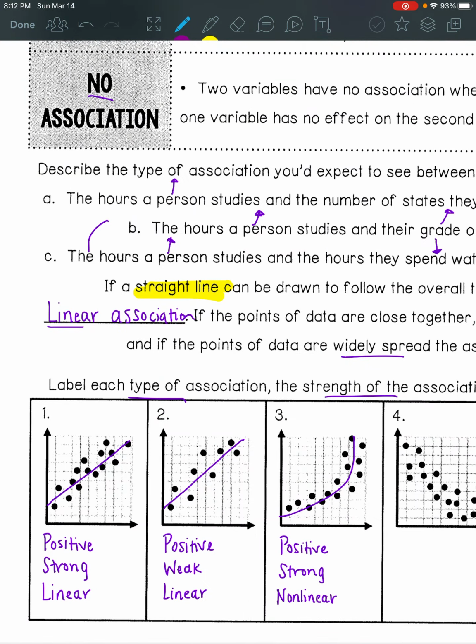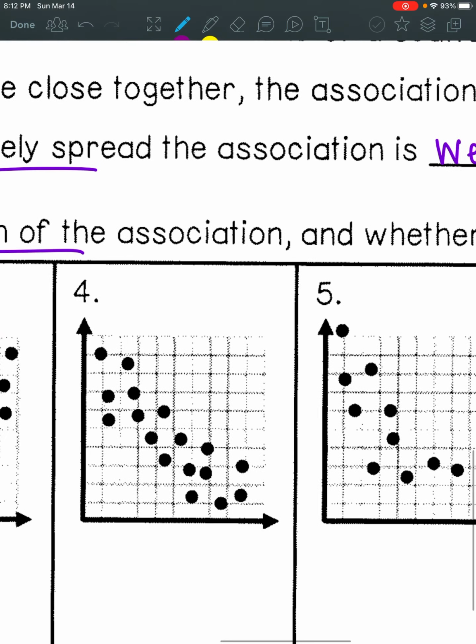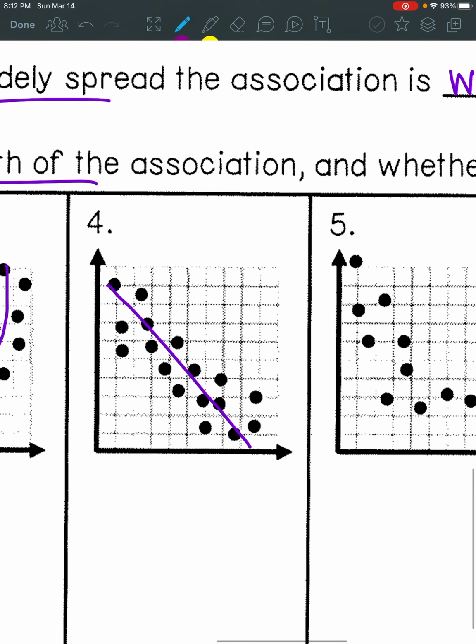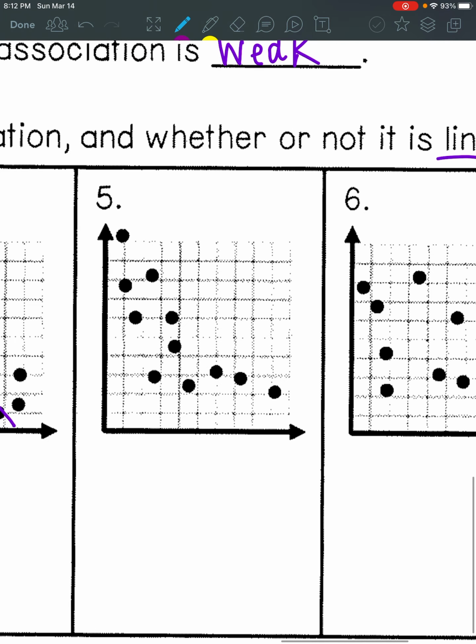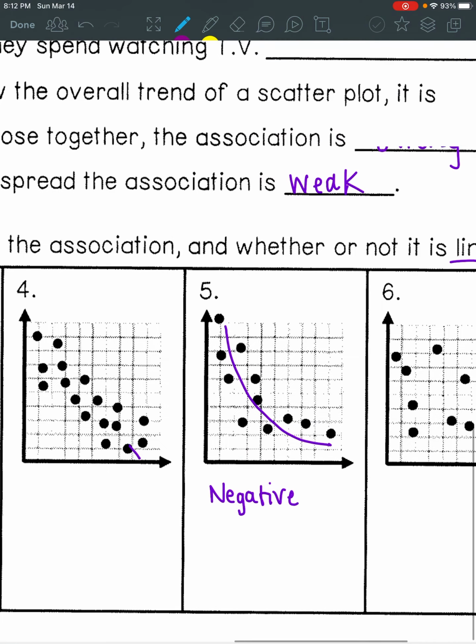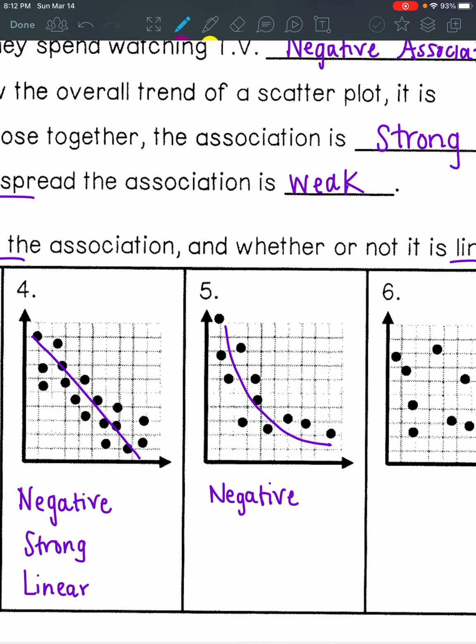And at this point, we've done a few together, so pause the video and see if you can identify these last three examples. Number 4, it is going downhill for our slope, so this would be a negative association. It is pretty strong, and it does form a straight line, so it's linear. Next one, again, it is going downhill, but it does not form a straight line. Again, I would say it is pretty strong. I think that all the points are decently close together here. So I would say this is strong and this is non-linear.